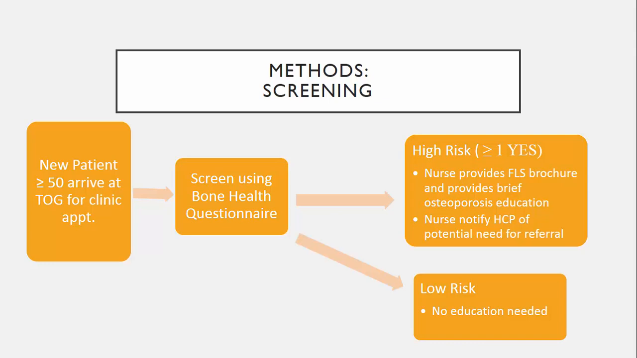So patients who were new to the overall orthopedic practice, who were greater than or equal to the age of 50, who were arriving for their initial orthopedic appointment were screened with this 5-question questionnaire. If they had any yes on any of those 5 questions, they were deemed to be at high risk, meaning that we needed to get a little bit more information to them. They were someone who needed to be referred on.